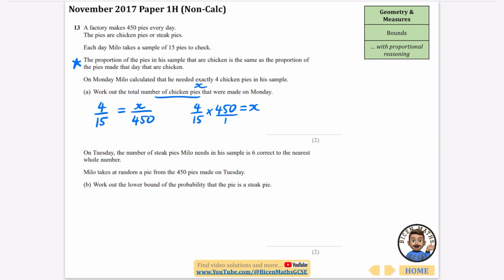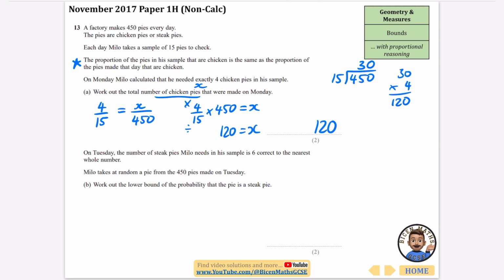Sometimes people like to think of it as a fraction like this, where you would multiply them and divide by 15. I think the way my brain sees this is if you're finding 4/15 of a number, you're going to take that number and divide it by 15 and then times it by 4. So I'm going to divide it by 15 and then times it by 4. If I see how many times 15 goes into 450, well 15 goes into 45 exactly 3 times, so that is 30, and then I'm going to do 30 multiplied by 4, which is obviously 120. So this means that X is equal to 120, meaning 120 chicken pies were made on Monday.